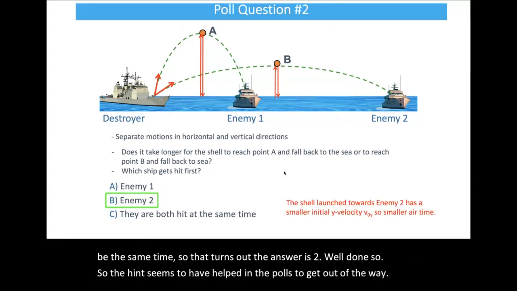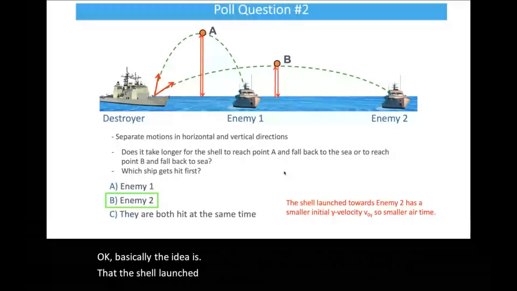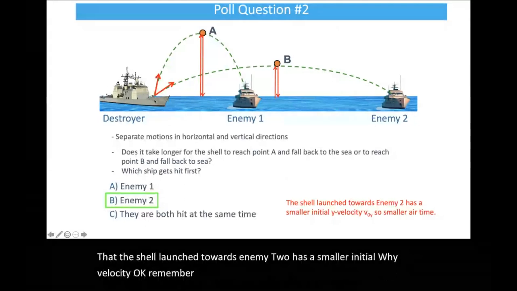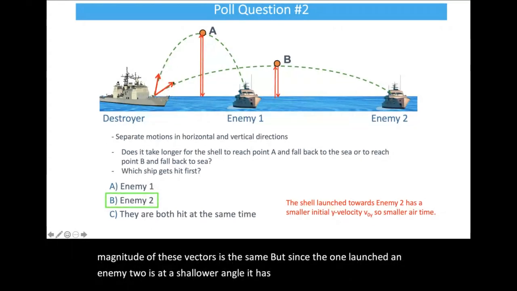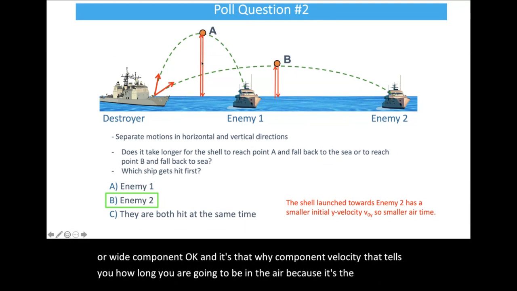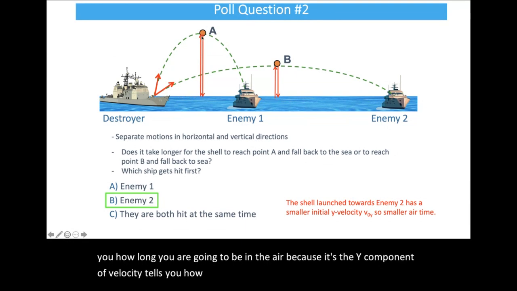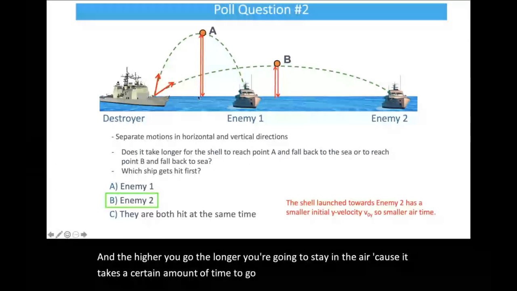Basically, the idea is that the shell launched towards enemy 2 has a smaller initial y velocity. Remember the speed was the same for these two, so the magnitude of these vectors is the same, but since the one launched at enemy 2 is at a shallower angle, it has a bigger x component and a smaller y component. It's that y component of velocity that tells you how long you're going to be in the air, because it tells you how high you go. And the higher you go, the longer you stay in the air, because it takes a certain amount of time to go up and come back down.